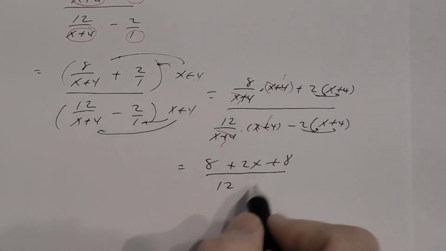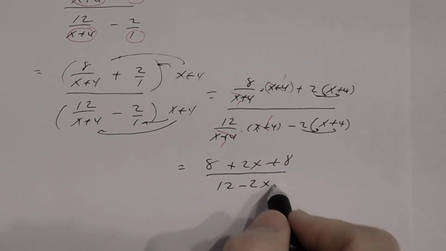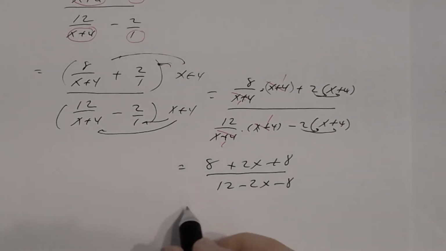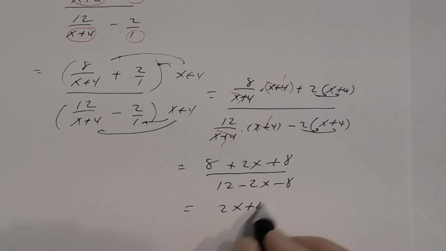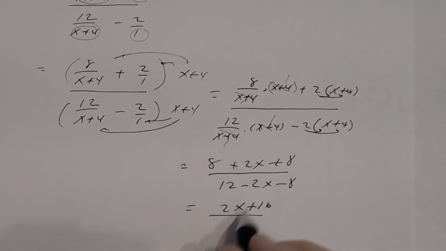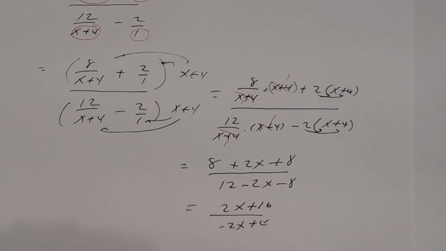If I distribute here, I get minus 2x, and then minus 8. And so therefore, when I combine like terms, I get 2x plus 16, divided by, and this is negative 2x plus 4, 12 and a negative 8 is 4. And then remember, the next step is to reduce if you can.